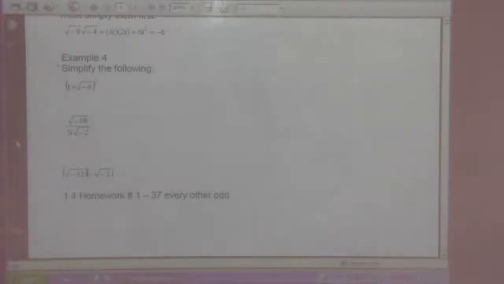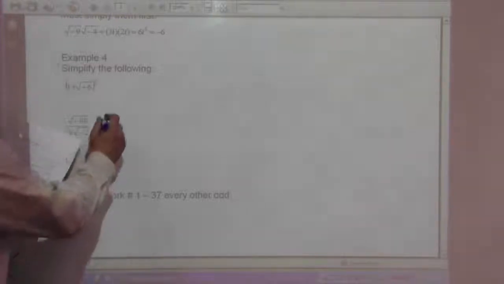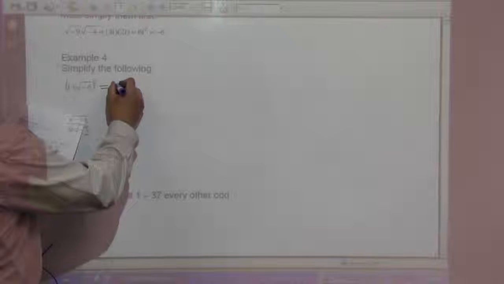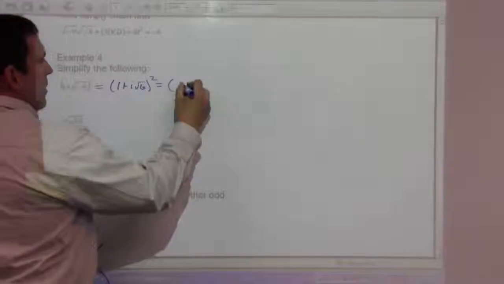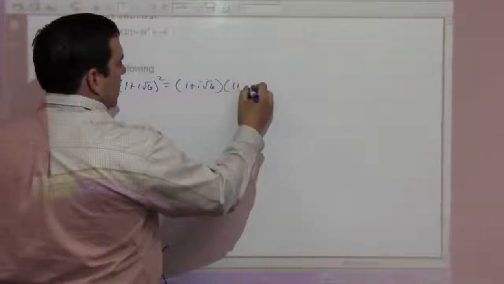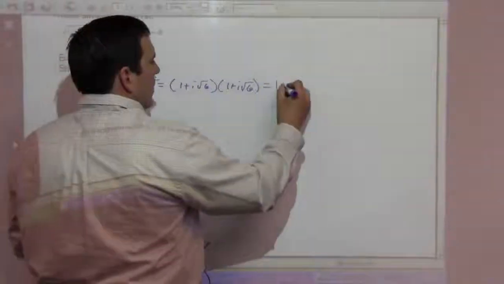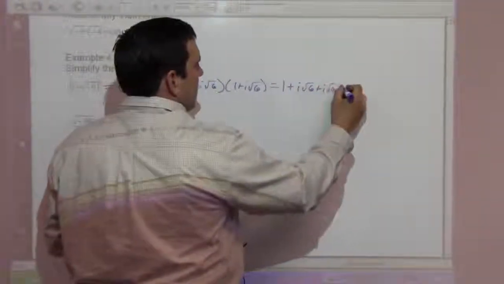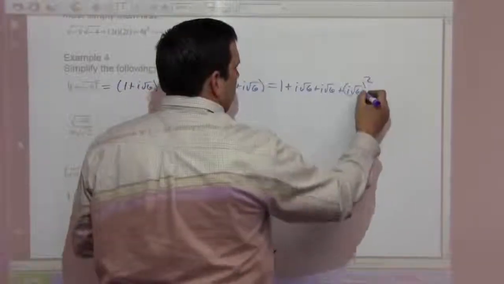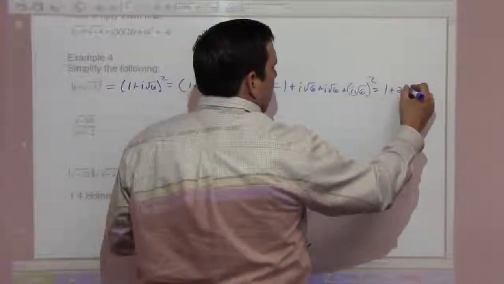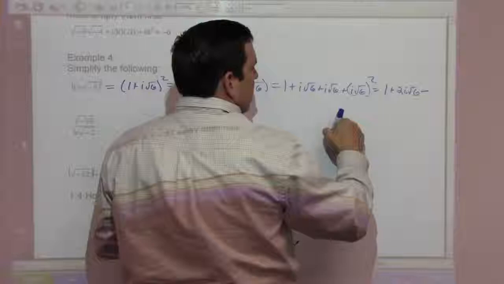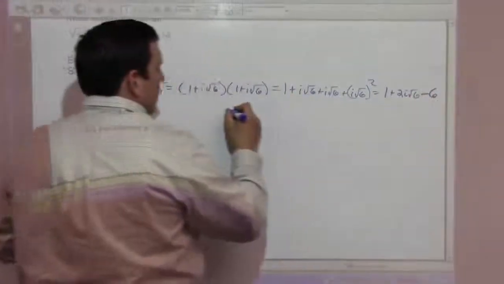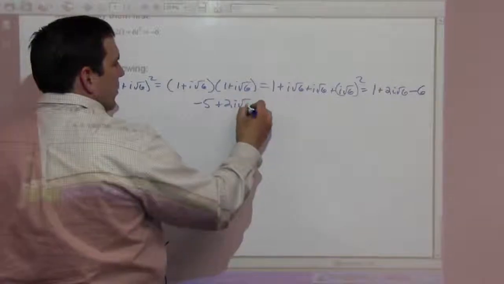So for example 4, to finish off this section, simplify the following: 1 plus the square root of negative 6, squared. That's going to be 1 plus i root 6, squared. That's 1 plus i root 6 times 1 plus i root 6. Foiling, that's 1 plus i root 6 plus i root 6 plus i root 6 squared. That's going to be 1 plus 2i times the square root of 6. i squared is negative 1, and the square root of 6 squared is 6. So we end up with negative 5 plus 2i times the square root of 6.